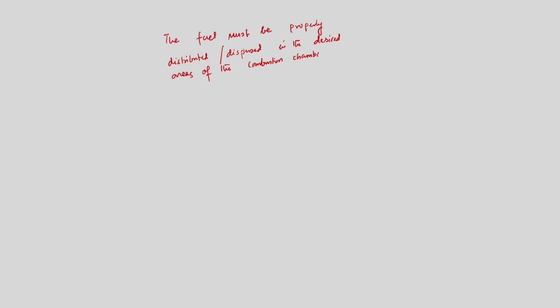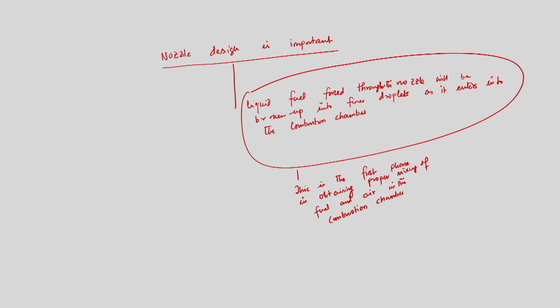So while we are designing a nozzle which will be equipped with a fuel injection system, we need to ensure that whenever liquid fuel is forced through the nozzle using a fuel pump, the nozzle will be able to fragment the liquid fuel into a number of finer droplets as it enters into the combustion chamber. And this is the first phase in obtaining proper mixing of the fuel with the compressed air in the combustion chamber.